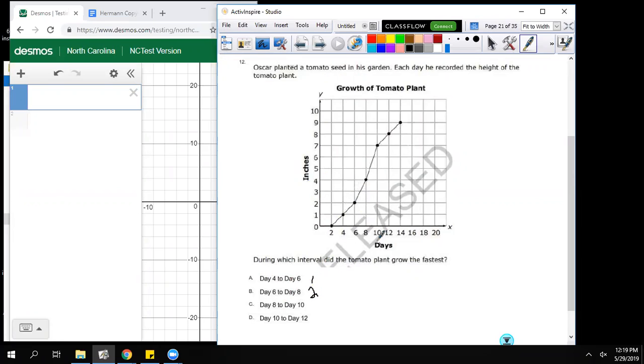All right, and then at day 8 to 10, day 8 was at 4 inches, day 10 was at 7 inches, so from 4 to 7, that was 3 inches, and last but not least, from day 10 to day 12. So day 10 is here at 7 inches, and day 12 is at 8 inches, so 7 to 8 is 1, so which one had the largest change? That's going to be C.